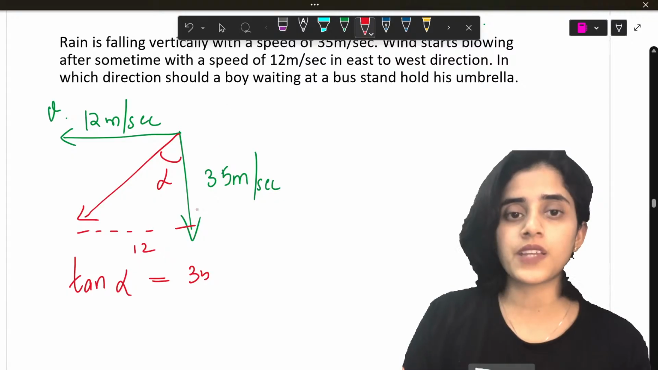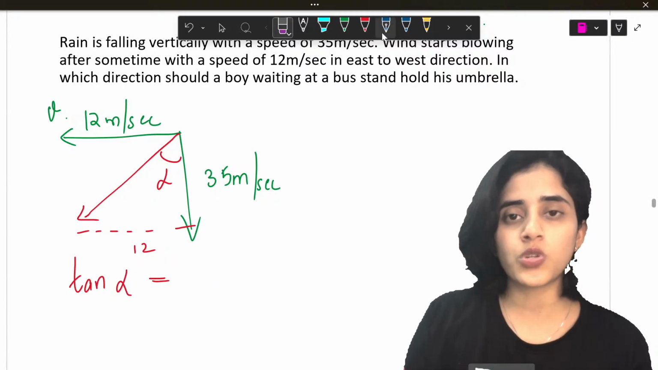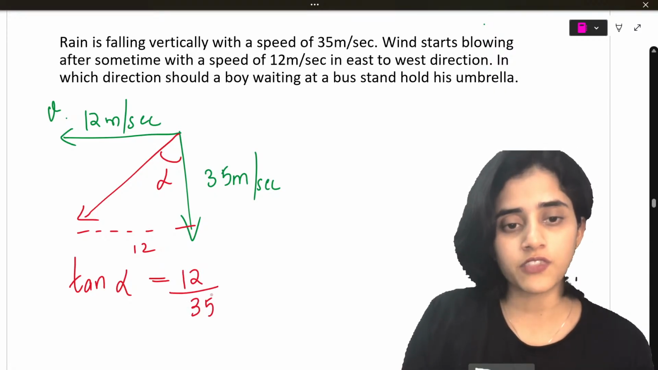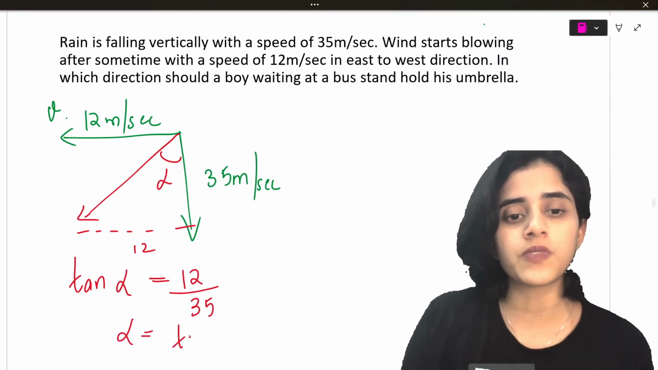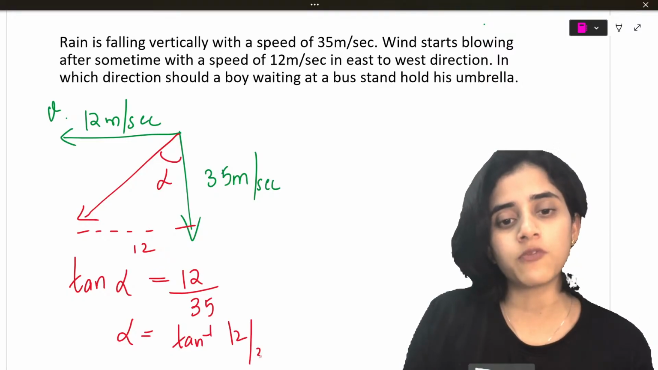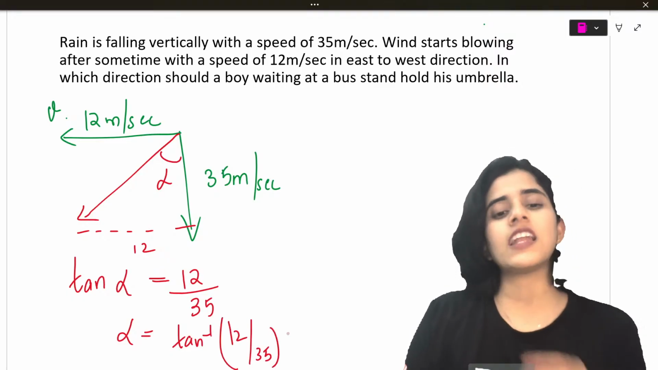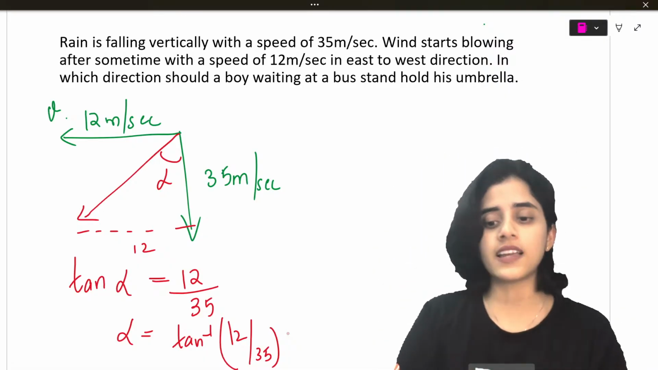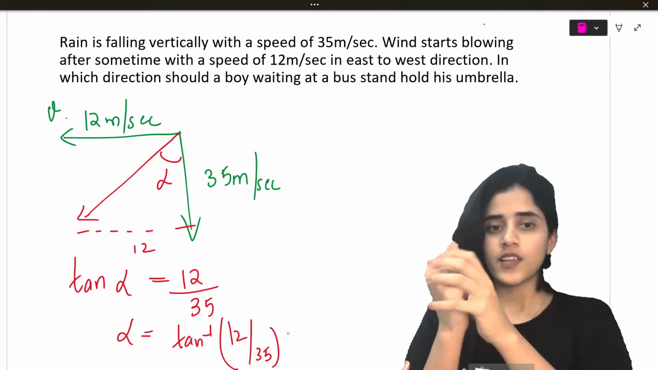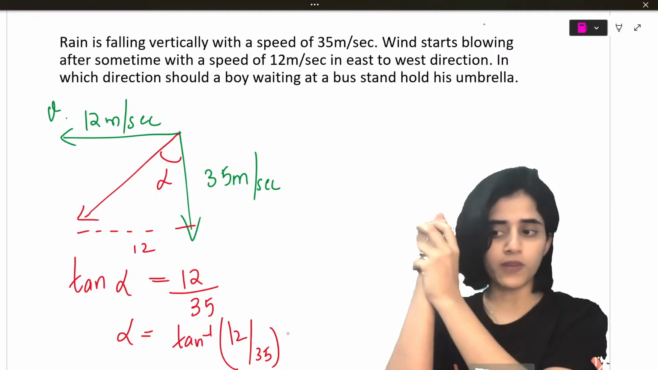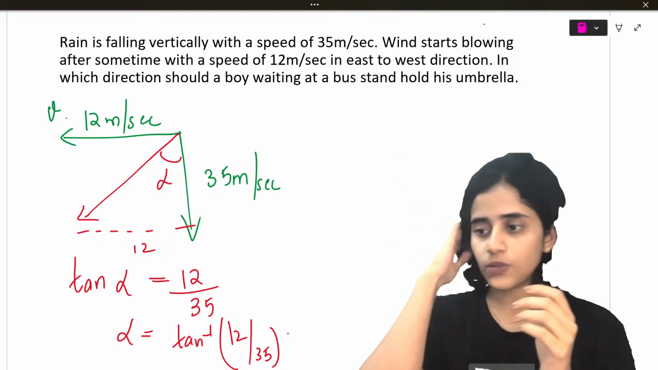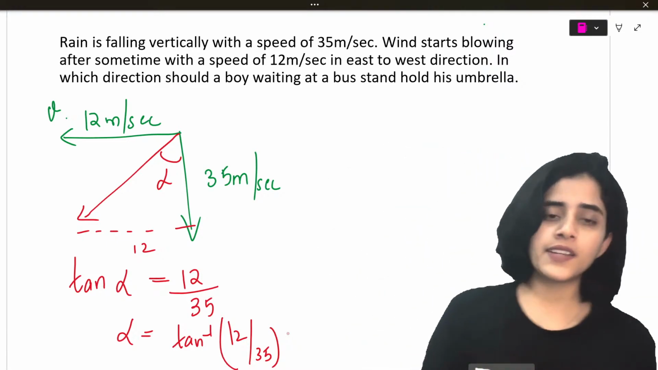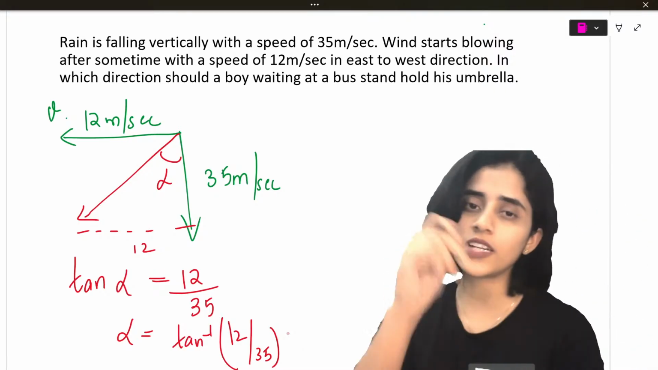I don't have a Clark's table now, so you can do it with your Clark's table. Alpha would be tan inverse of 12 by 35. You will get the value using your Clark's table. Whatever that angle is, that is the angle at which you should hold the umbrella. If wind is coming this way, I should hold my umbrella like this. I think it will be something around 19-20 degrees. You should find out. That also you can comment.